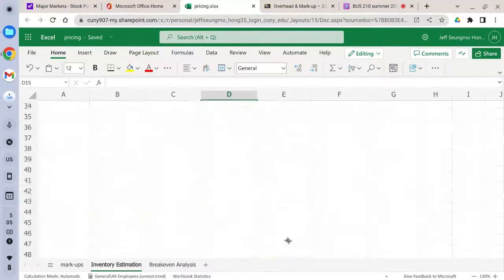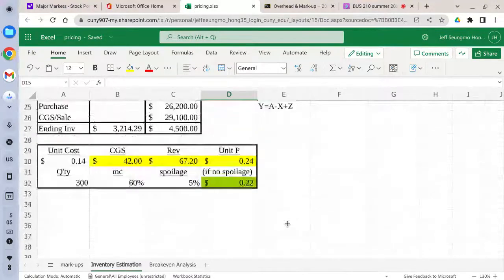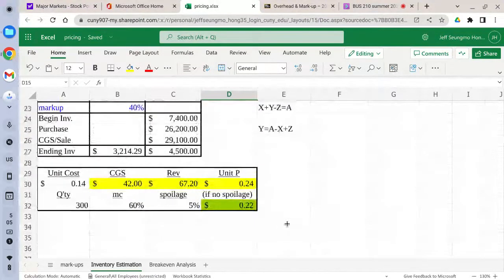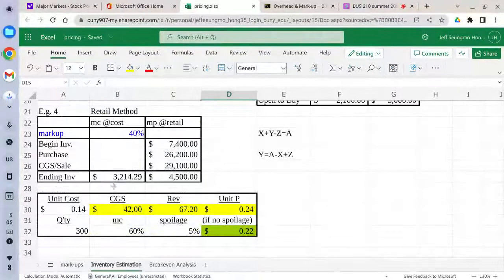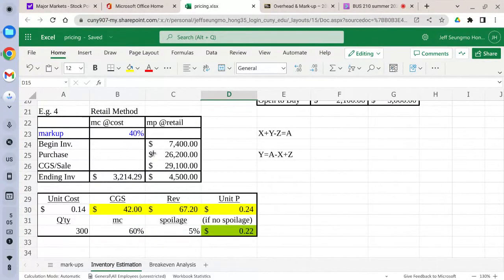Okay. Now one more, two more, and I cannot let you go until we do this. So here's the real retail method thing, but this time, I don't know why. Oh, this is the one. I think this is the one. Okay.